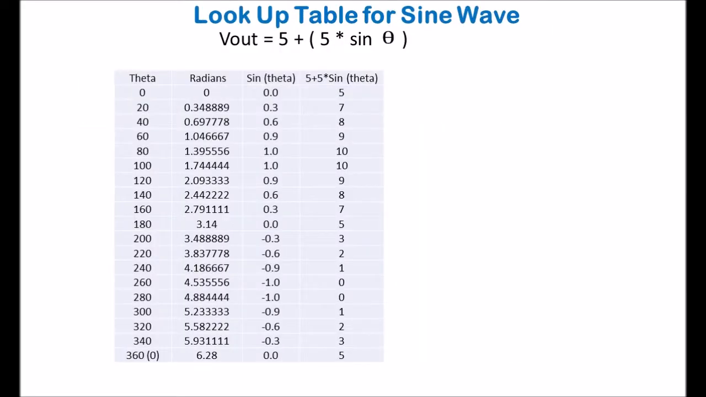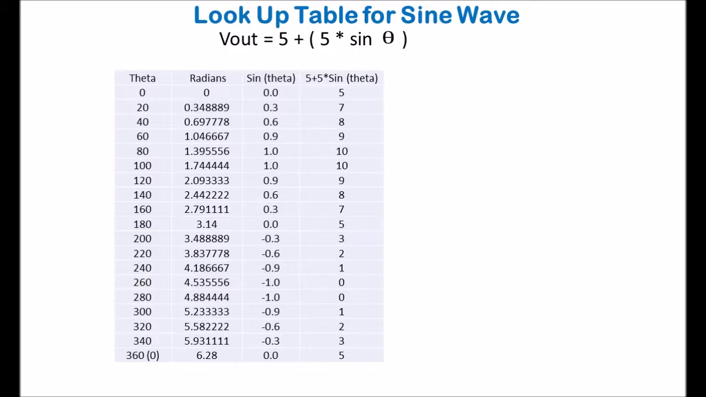Now this is the lookup table. So for different values of theta from 0 to 360 degree, I have considered here a difference of 20 degrees. To get a precise sine wave, we can reduce this difference. That means you can take a difference of 10 degrees, or a difference of 5 degrees. So in that case, the number of rows will increase.